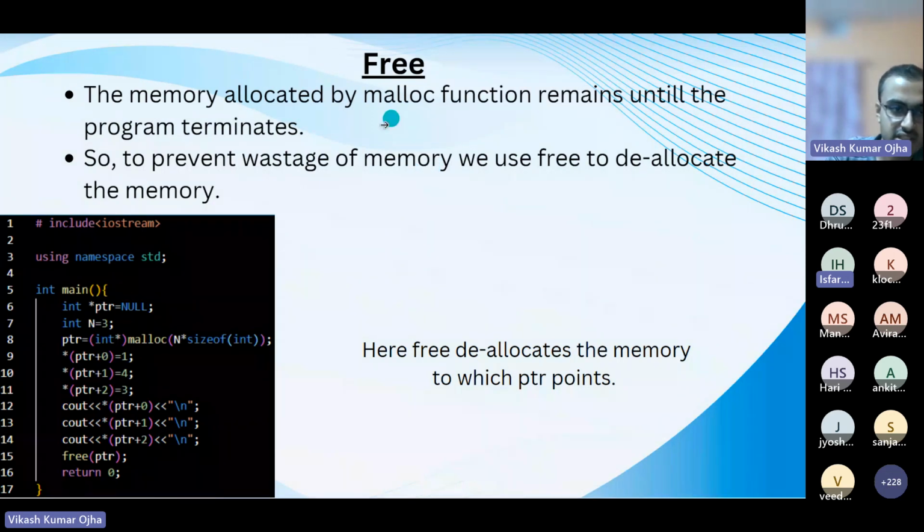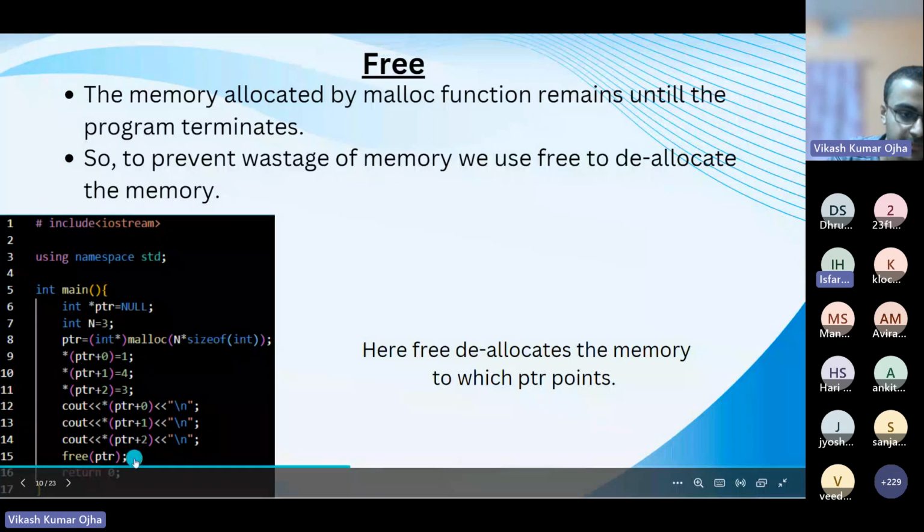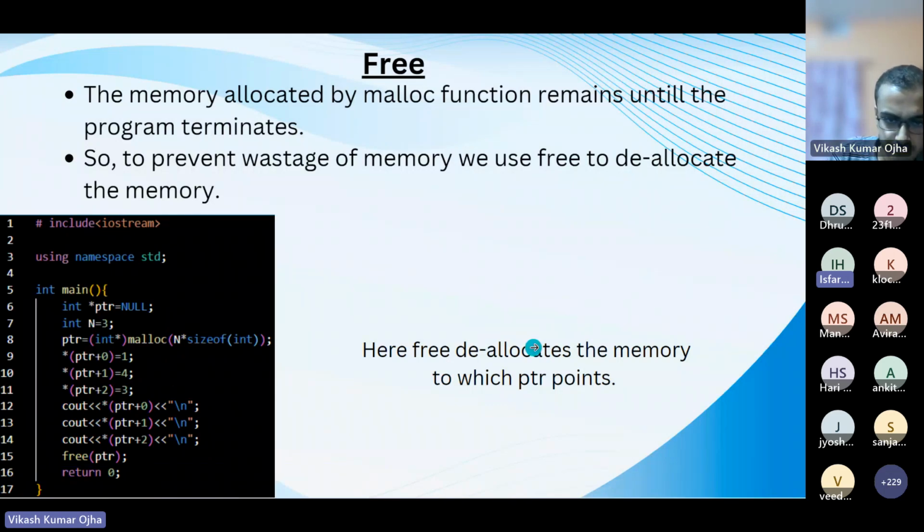The syntax is very easy. In the given program on the left side, you can see that it's the previous program only, where we malloced the ptr, the pointer, and couted the values. After that, we just have to write free ptr, and it will deallocate the memory that was allocated by the malloc function. So here we see that free deallocates the memory to which the ptr was pointing. And that's all about free.